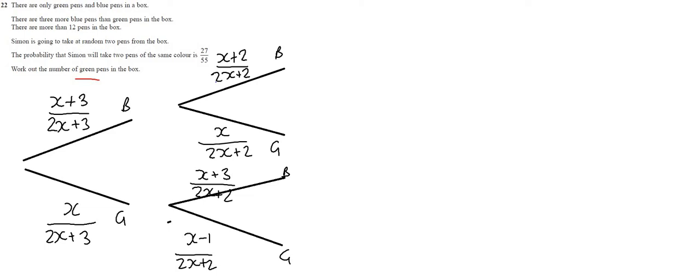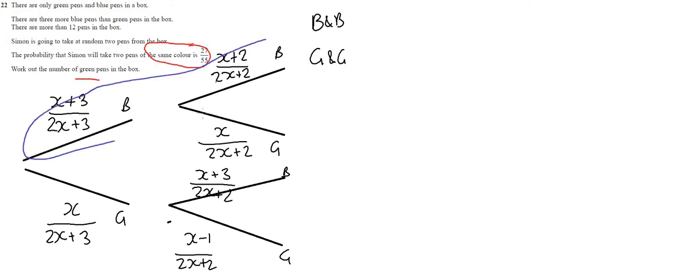Now, it says that the probability of picking 2 the same colour is that. So how could he pick 2 the same? He can either pick blue and blue, or he can pick green and green. Okay, so what's the probability of picking blue and blue? That would be him following that path. Okay, so if he does that, we will have to multiply those 2 together. So we've got X plus 3 over 2X plus 3.